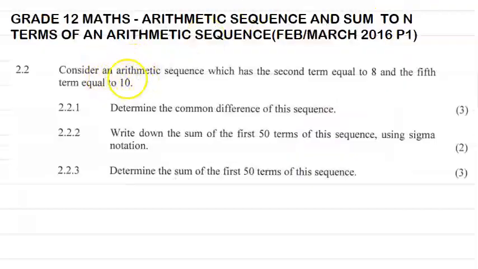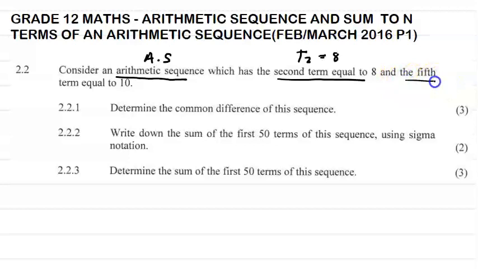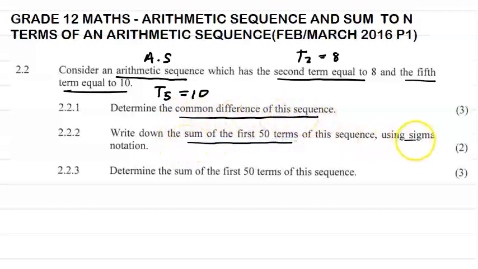It says, consider the arithmetic sequence. So you are given that this is an arithmetic sequence which has a second term equal to 8. So therefore T2 equals 8 and the fifth term is equal to 10. So T5 is equal to 10. It says determine the common difference of the sequence. Write down the sum of the first 50 terms of the sequence using sigma notation. And also it says determine the sum of the first 50 terms of this sequence.